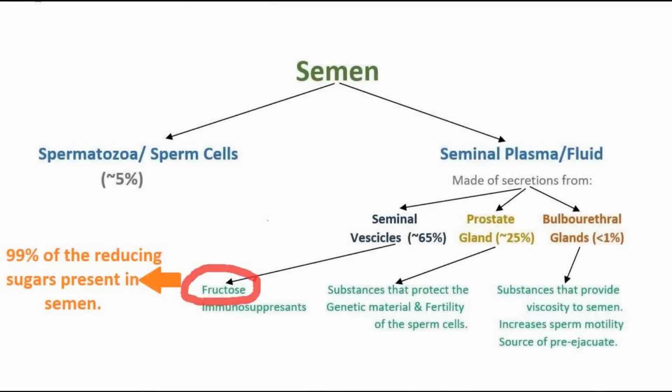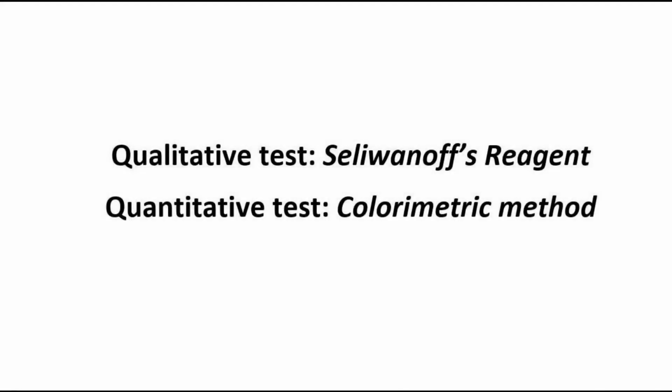Fructose is produced in the seminal vesicles and constitutes about 99% of the reducing sugars present in semen. It is the main source of energy for the sperm cells. Semen samples normally contain fructose and can be detected by qualitative analysis using Seliwanov's reagent. Quantitative colorimetric estimation can also be performed to find out the exact amount of fructose present in the sample.